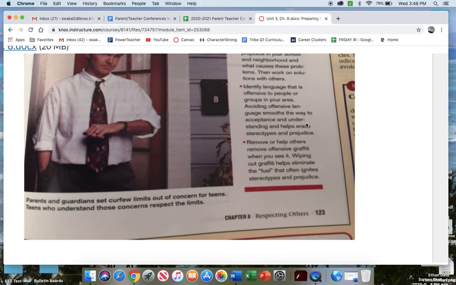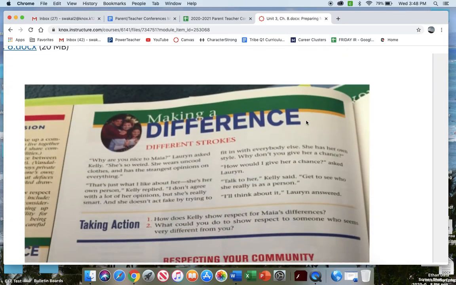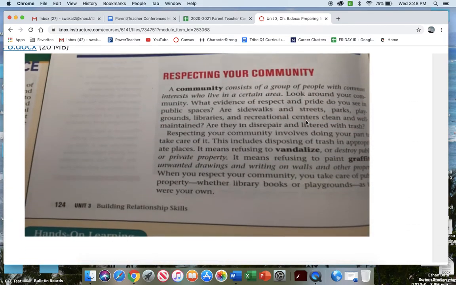Okay, next page. It says respect your community. A community consists of a group of people with common interests who live in a certain area. And we live in a very small community because a lot of people that live here, they want to live in a small community.